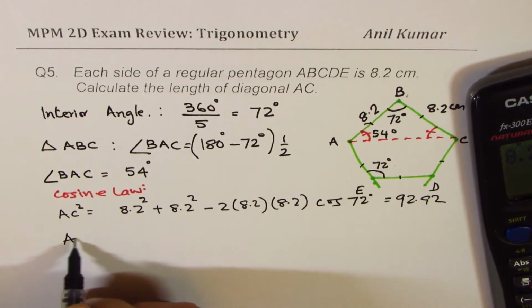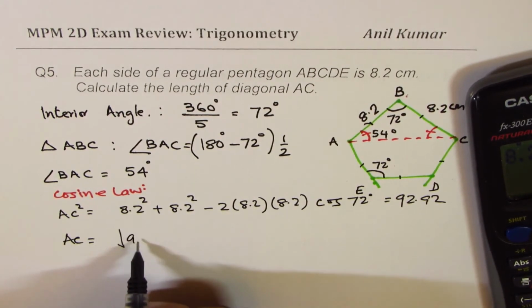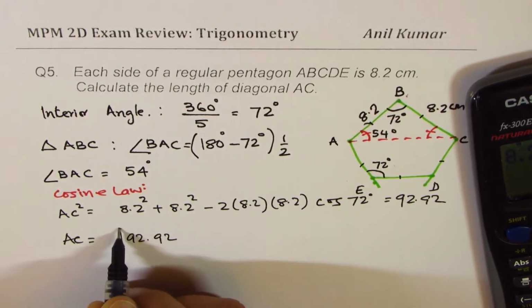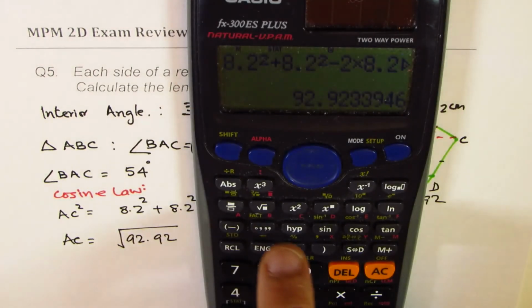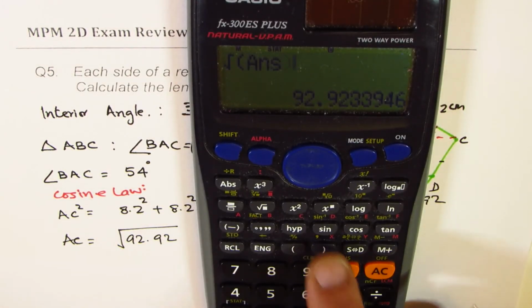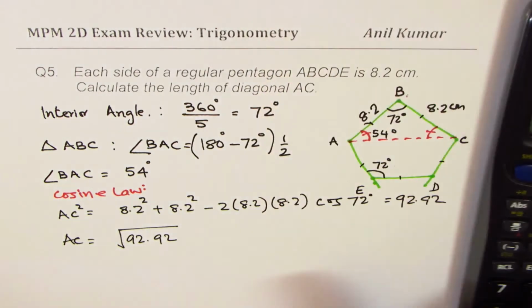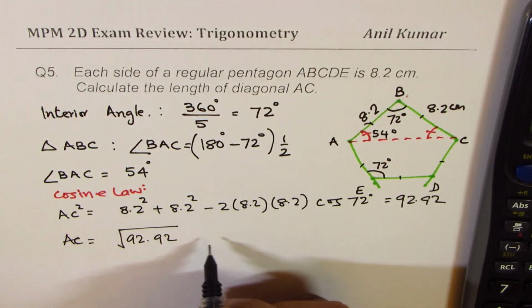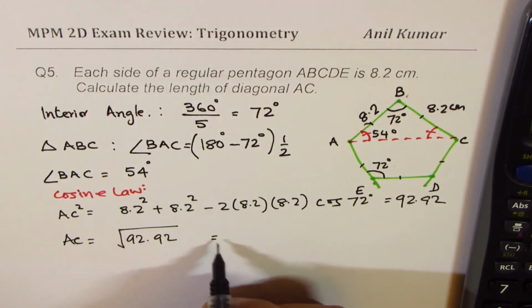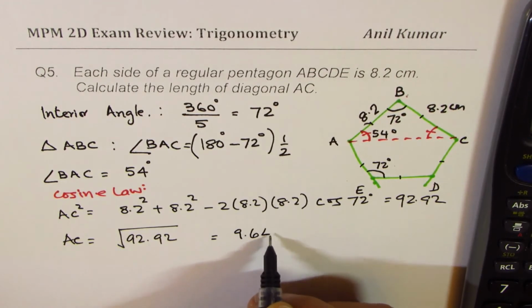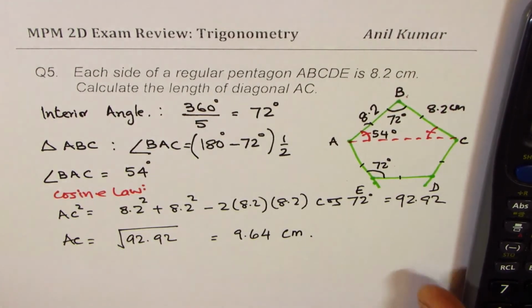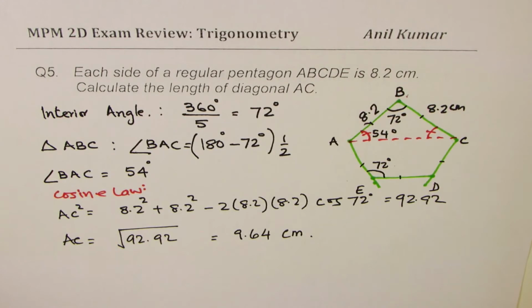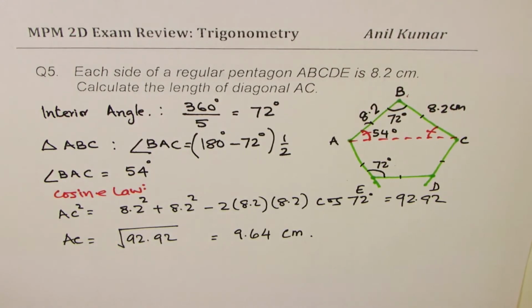And therefore, the side AC is square root of 92.92. The square root for our answer here is 9.63. We can say 9.64 centimeters, right? So the diagonal AC is 9.64. Now if you have not done cosine law, in that case, how should you do it?